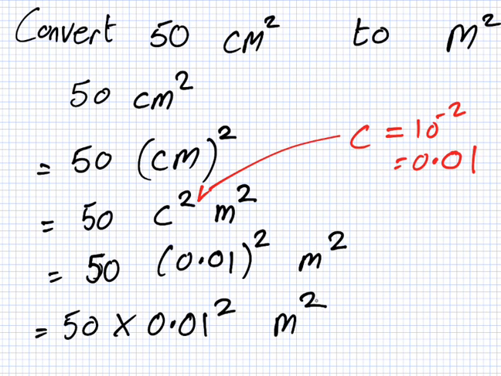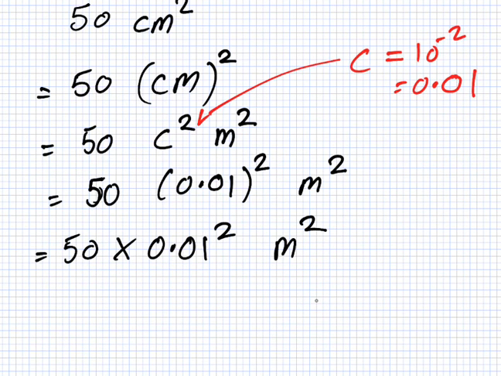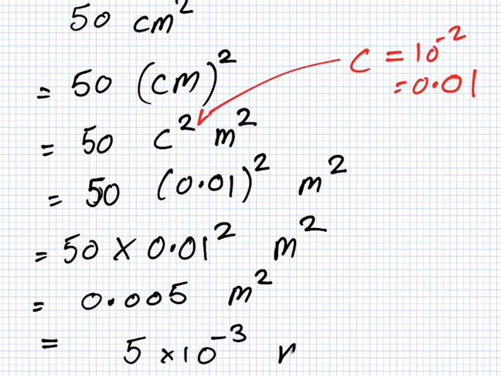So let's see what we get. 50 times 0.01 squared, which would be 0.005. So 0.005 meter squared. If you like, you can write it like this, 5 times 10 to the minus 3 meter squared, and the minus 3 is because there are three zeros.